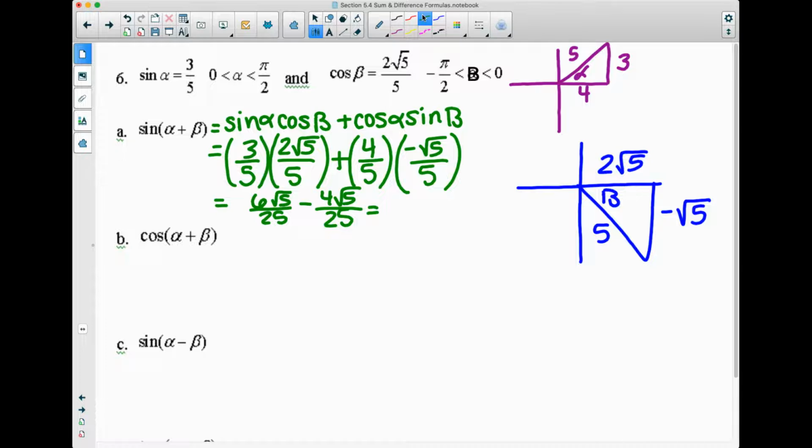Can we combine those? Yeah. Those are those rules from our radicals stuff. So 6 minus 4 gets me 2 root 5 over 25. So when they tell you the location of the angle, that should trigger in your mind, I need to do triangles. Okay? Go ahead and do cosine alpha plus beta, sine alpha minus beta.